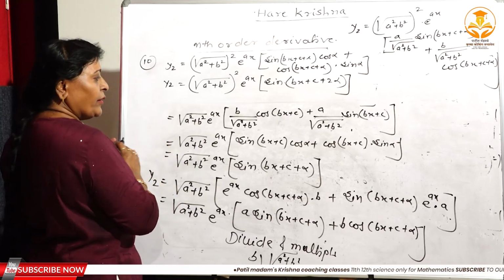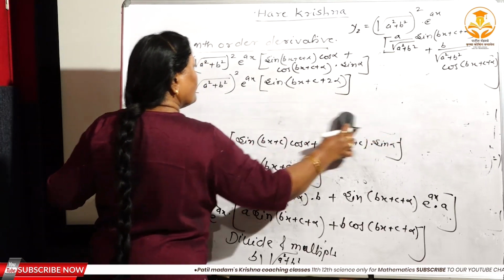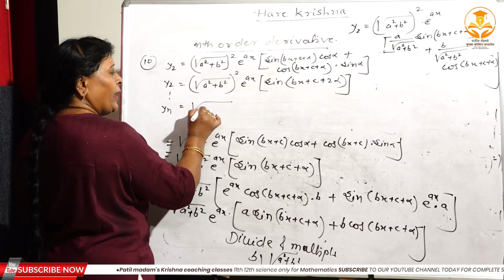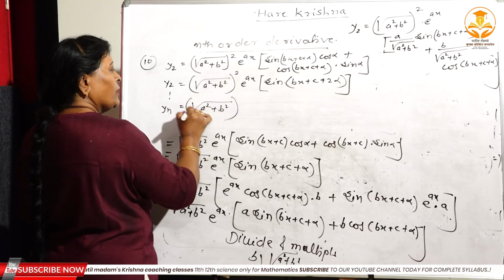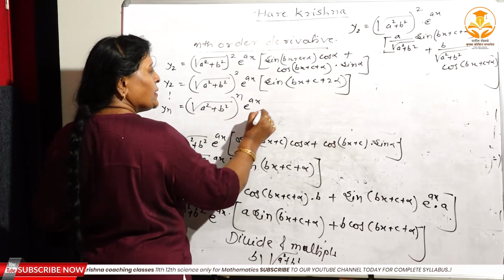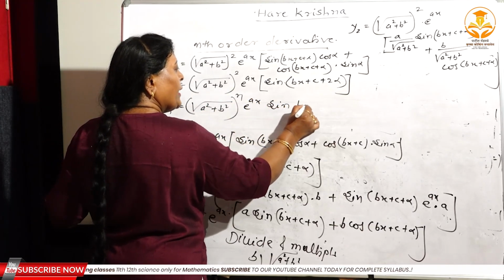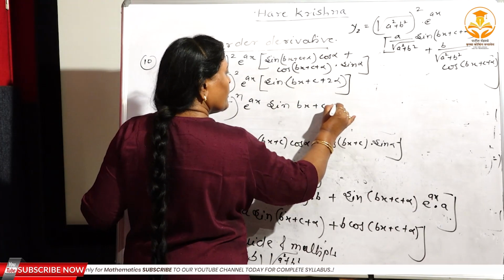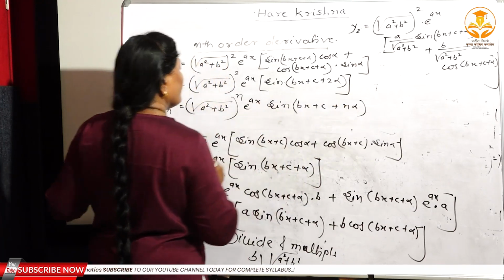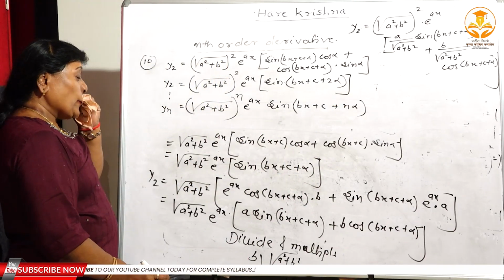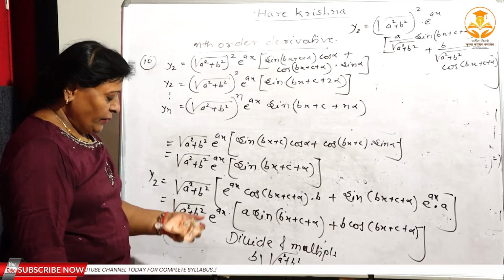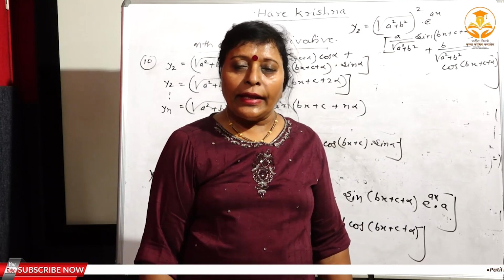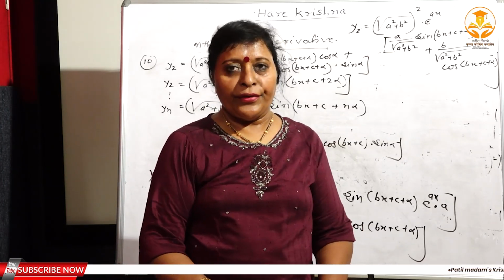And this is the second order derivative, and in this way you can find the nth order derivative, that is yn is equal to, e raised to ax remains as it is, again sin of bx plus c plus n alpha. So this is the nth order derivative of that function. So here I have finished the nth order derivative, and the main example I have taken, isn't it?